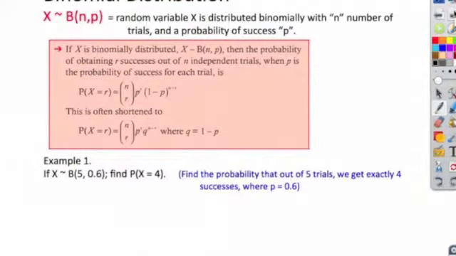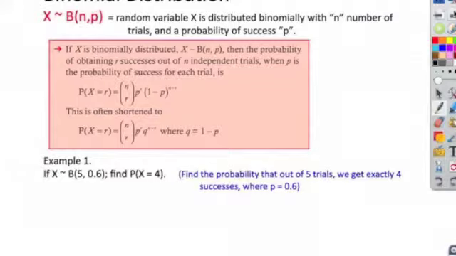All right, so here again we see the notation. X is distributed binomially with n number of trials and p probability of success. This scenario can be represented with a formula. The formula is in your formula booklet. And in the orange box here, you should recognize the formula. It looks very similar to the formula from the binomial theorem. It is just slightly different.